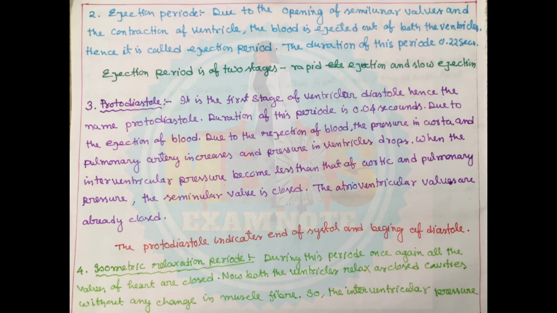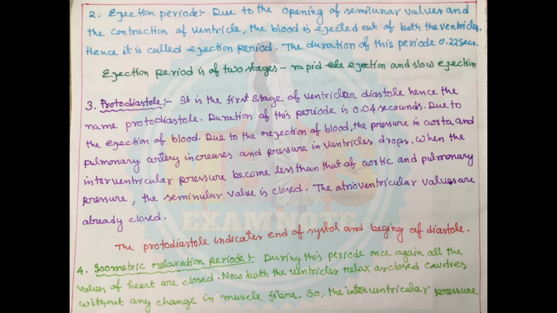Due to the ejection of blood, the pressure in the aorta and the pulmonary artery is increased and the pressure in the ventricles drops. When the intraventricular pressure becomes less than the aortic and pulmonary pressure, the semilunar valves are closed. The atrioventricular valves are already closed. The protodiastole indicates the end of systole and the beginning of diastole.